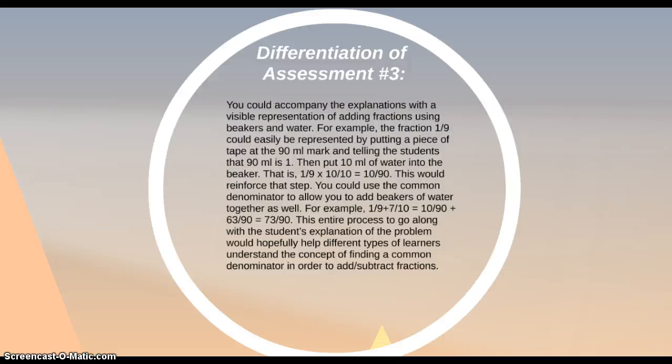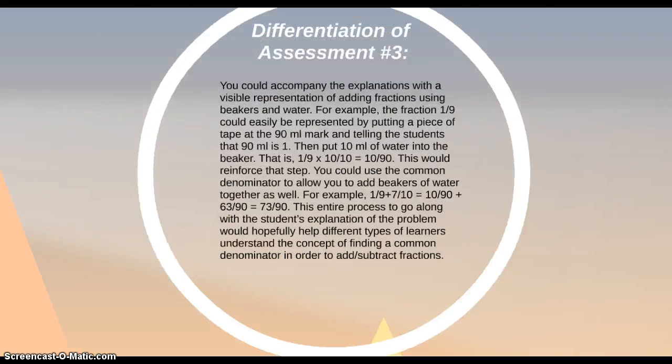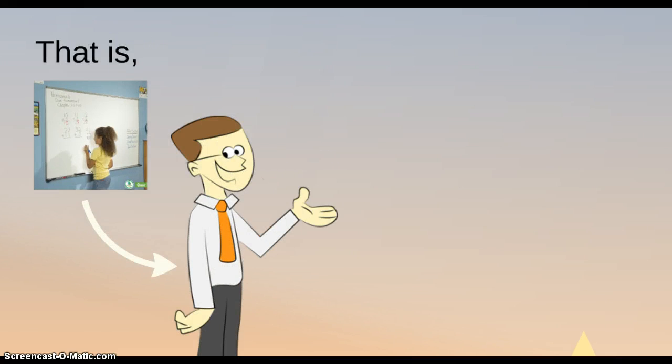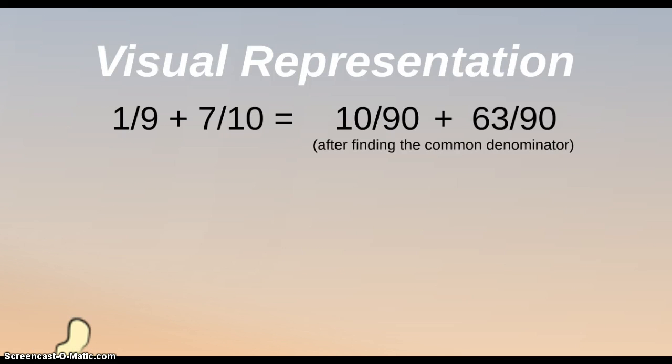Differentiation. Assessment number 3. Another thing that you could do to accommodate students that have different learning styles is to give a real world example of adding a fraction, and show them the process that you would go through in adding a fraction, but in a real world situation. So while the student that you asked in part 3 is coming up and working out the problem on the board, the teacher could give a visual representation of the problem.